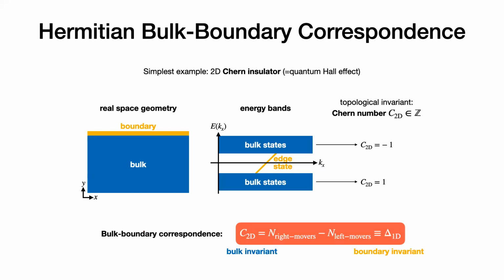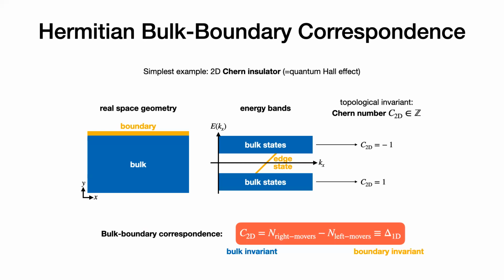So here we have two invariants that are both topologically stable, right? So the Chern number can't change if you do something that preserves the bulk gap, because it's an integer. Now the quantity on the right-hand side is an easy exercise to convince yourself that it also can't change.